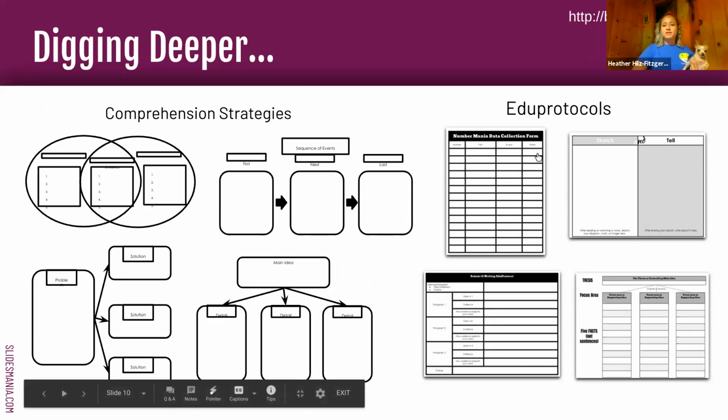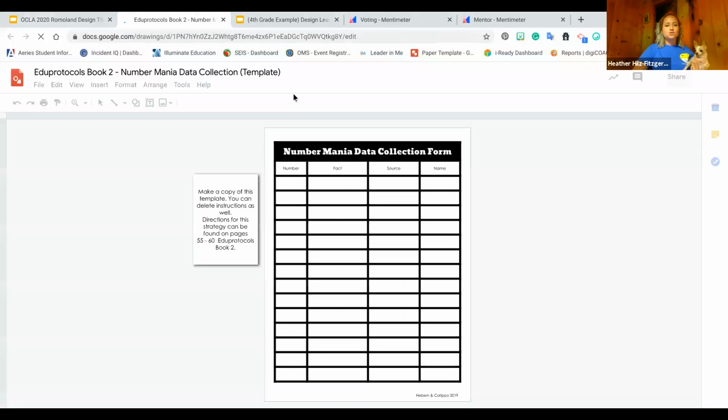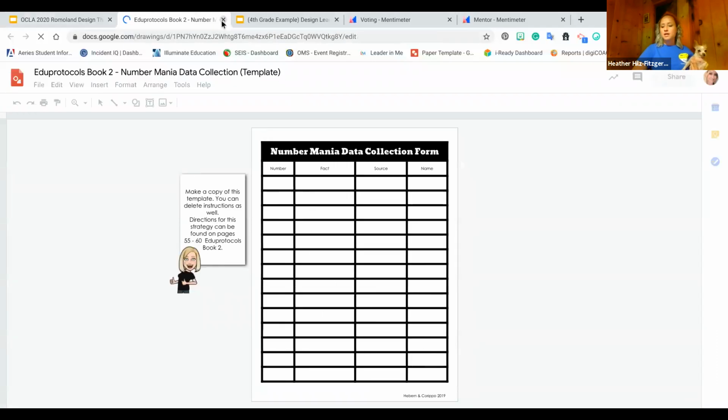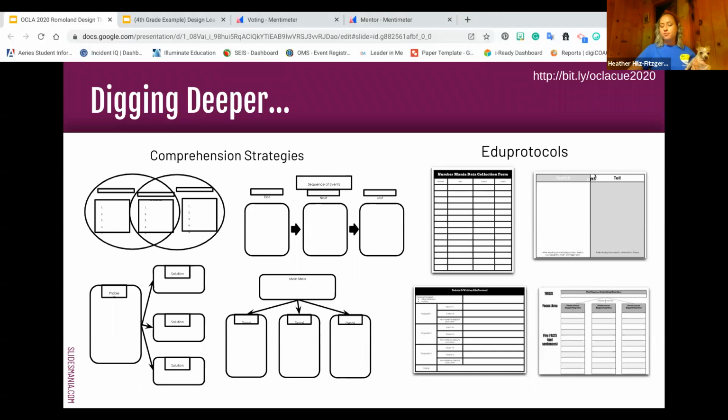Again, I believe these are hyperlinked too. They're going to be just separate hyperlinks. I haven't in the past made folders with all of those as an EduProtocols folder, but I don't think I included it here for sure.